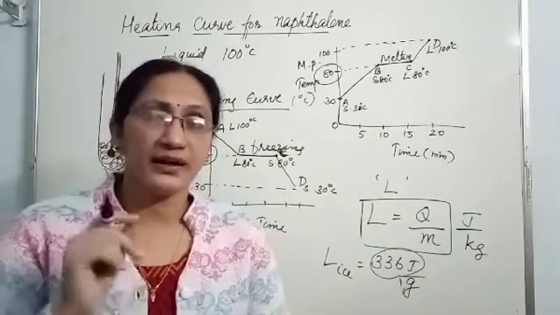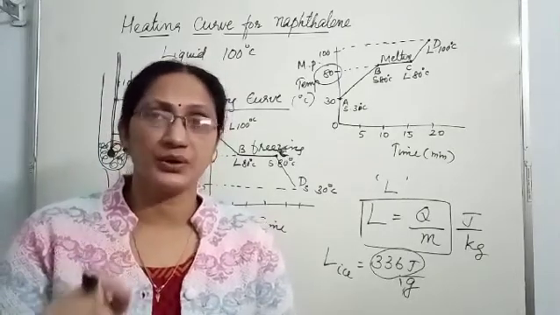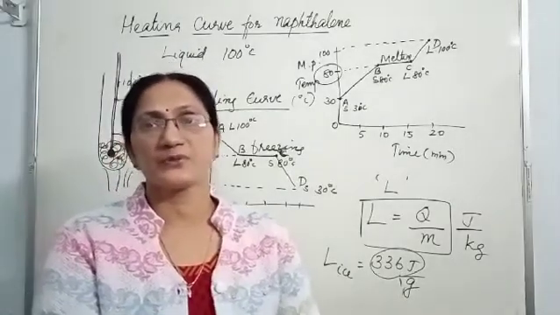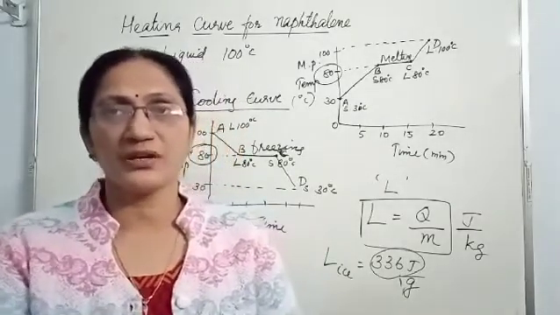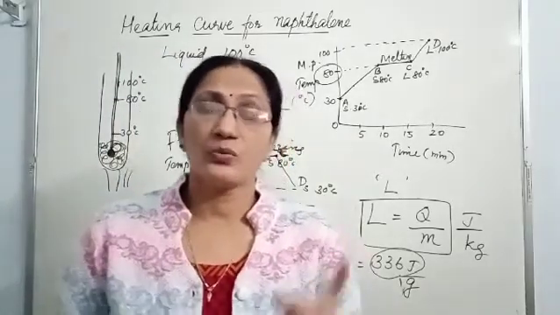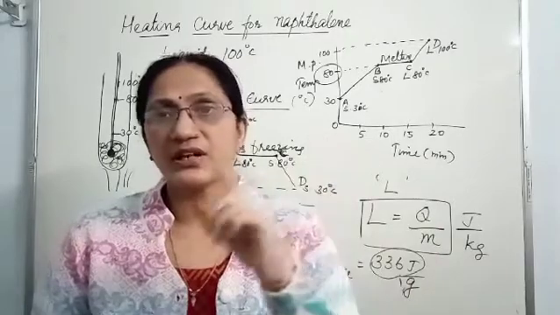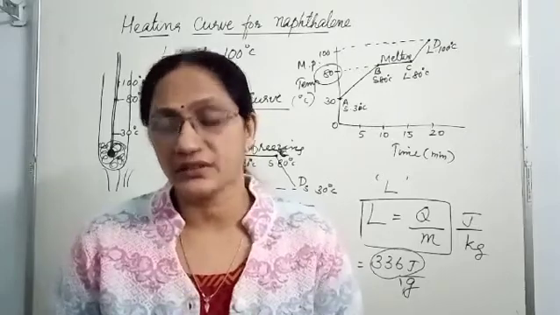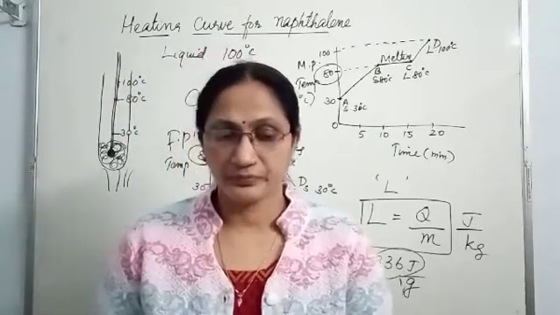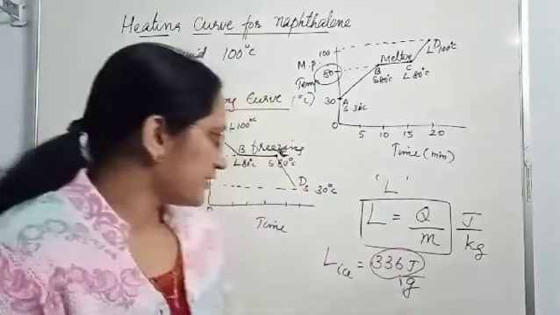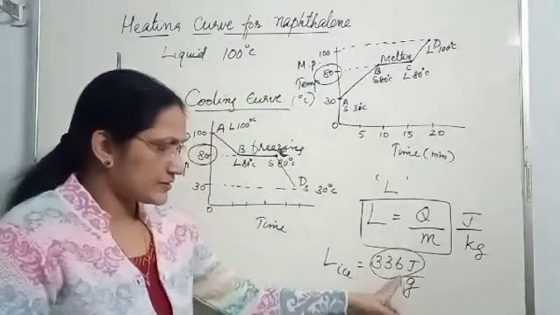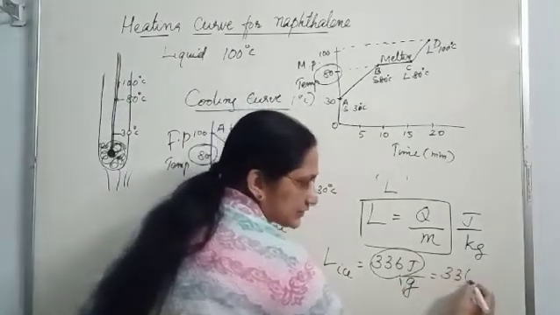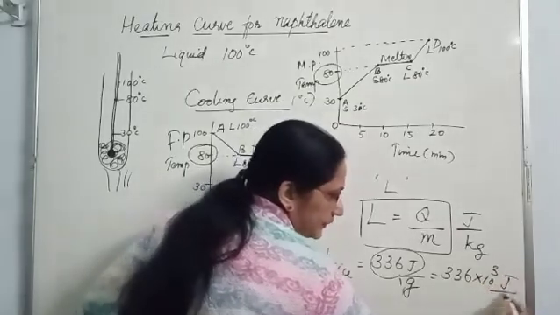1 gram of ice at 0 degrees Celsius will change into 1 gram of water at 0 degrees Celsius on absorption of 336 joules of heat, or you can tell the reverse also. 1 gram of water at 0 degrees Celsius changes into 1 gram of ice by liberating, or giving out, 336 joules of heat. This is in the CGS system. In the SI system, its value is 336 into 10 to the power 3 joule per kilogram.